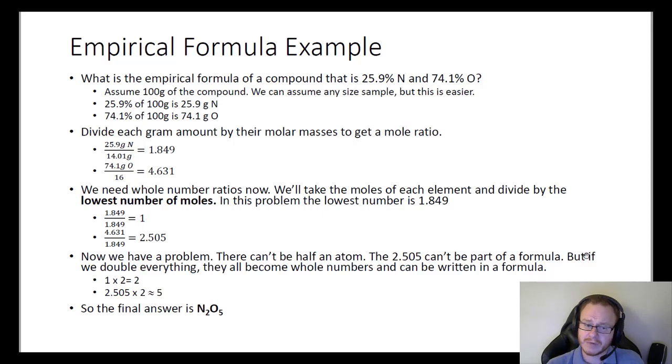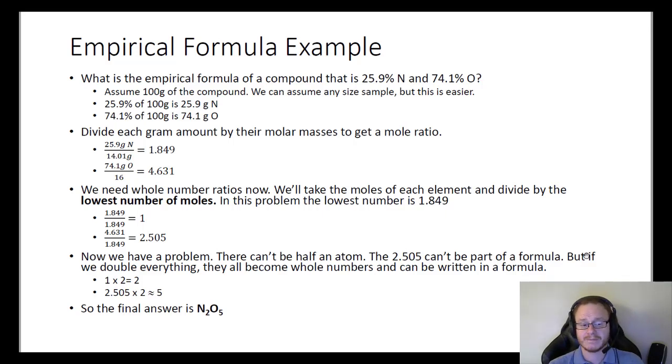I need to have whole numbers though. In our formulas, we don't use anything but whole numbers. There's no half an atom, there's no 0.6 of an atom. It has to be a whole number. In order to get to that point, I'm going to divide them both by the lowest number of moles. So the 1.849 is the lowest number of moles present. I'll divide both by 1.849 and I end up with a ratio of 1 to around 2.5.